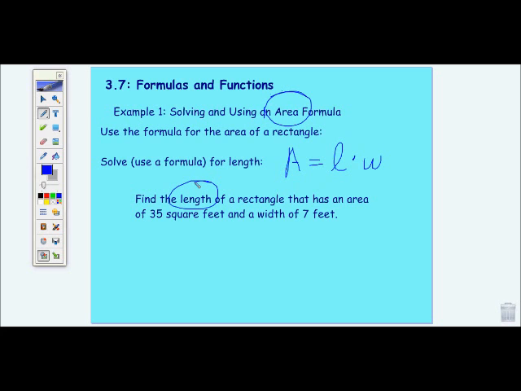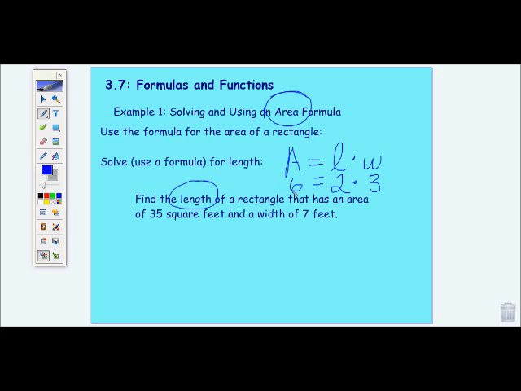So what we need to do is we need a formula that is going to equal length. An easy trick for this is to use a math sentence that you are familiar with. I'm going to use a very simple one: 2 times 3 equals 6. Now back in grade school you remember learning fact families.